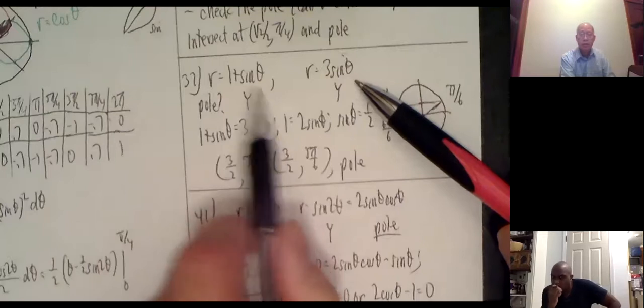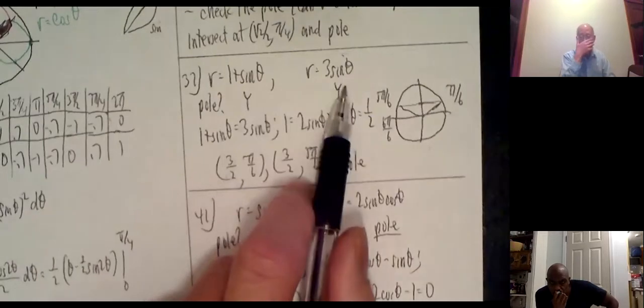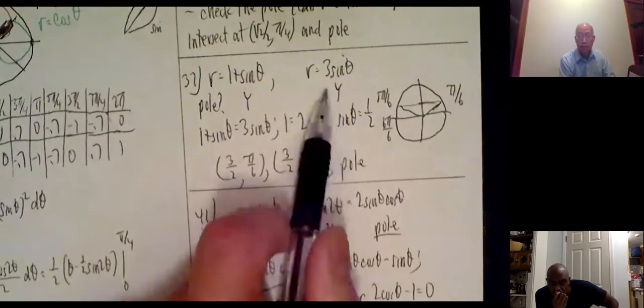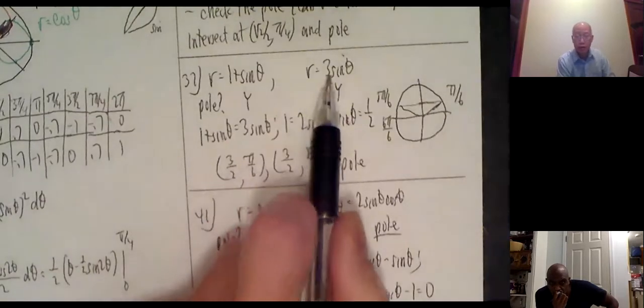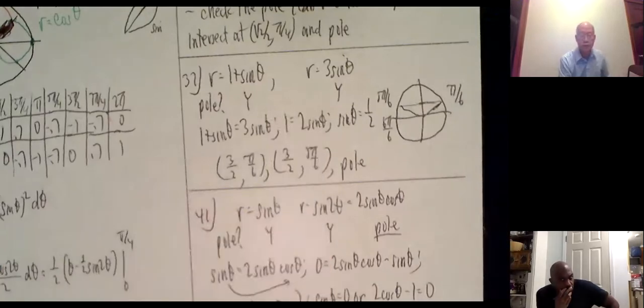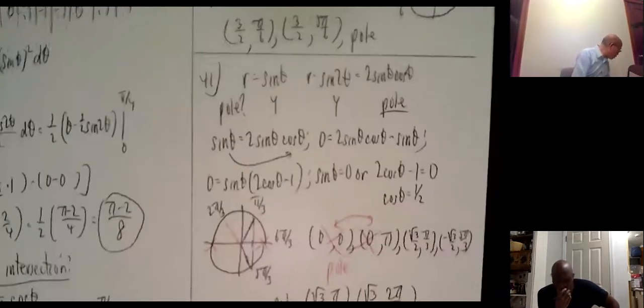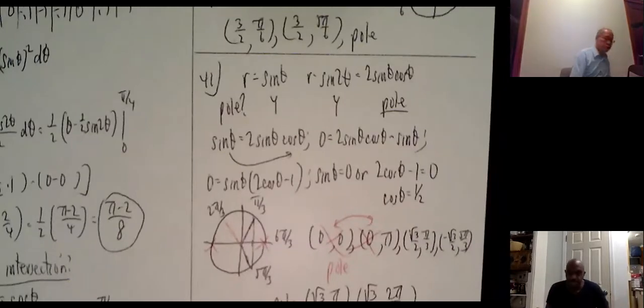Okay? This one gets 0 when theta is what? 3 pi over 2. But if I plug in 3 pi over 2 here, I don't get 0. They touch at the pole because r can equal 0 here, r can equal 0 here. Okay, so that's the idea behind this one. Okay, 41, which does match your 41, and then I'm done.